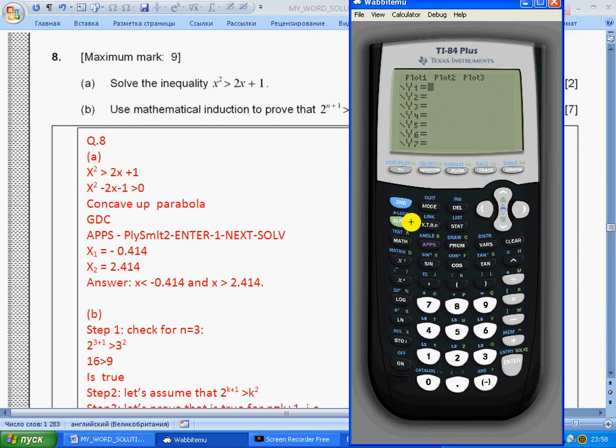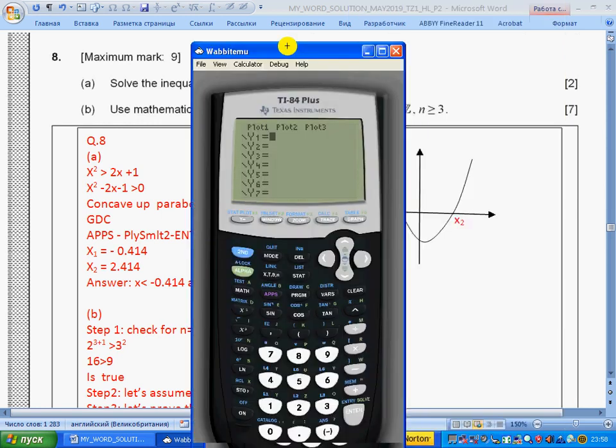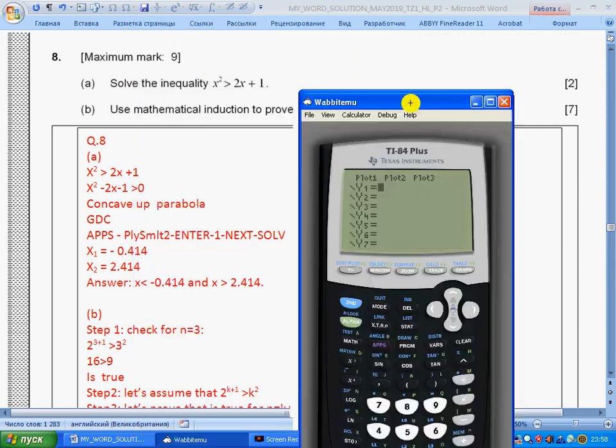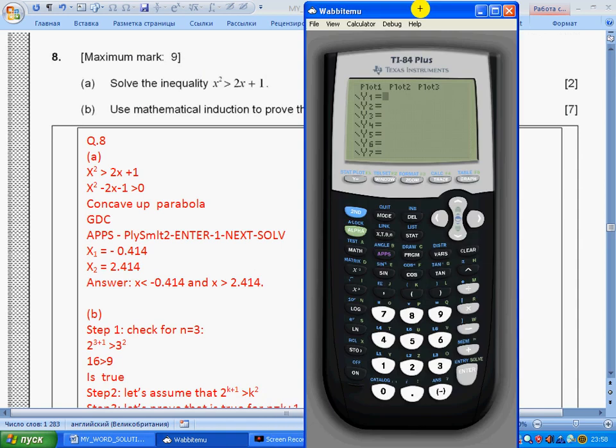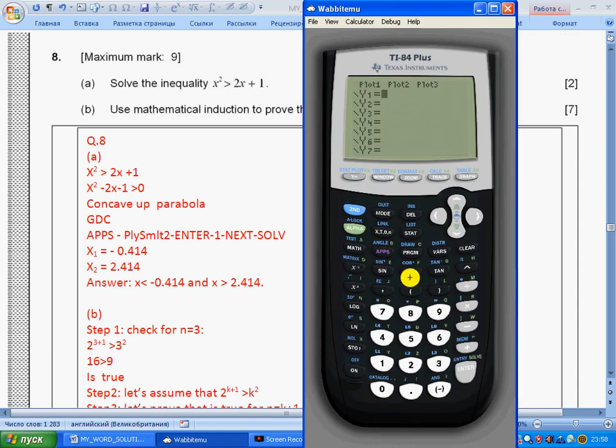Okay. Actually, we don't need this. We can solve the quadratic equation and find this x1 and x2. Actually, that's simpler. So we go to apps. We press 2, press enter. We choose polynomial root finder, quadratic.